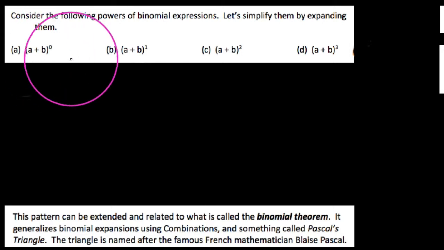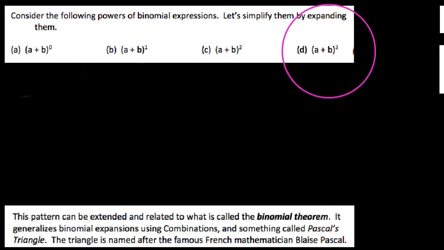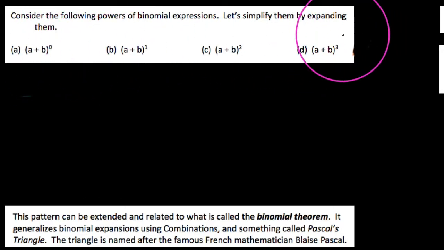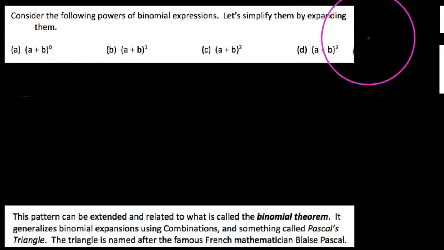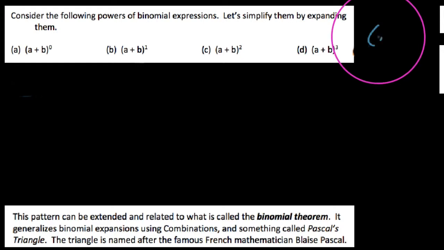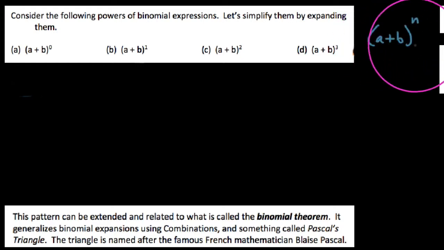Okay, so you notice that we have a plus b to the 0, to the first, to the second, to the third. In general, what we're going to be doing in this video is multiplying these out if necessary, but what I want to do is look for patterns that would allow us to generalize what happens when you have some binomial, some a plus b expression, to the nth power, because of what we're going to notice here.